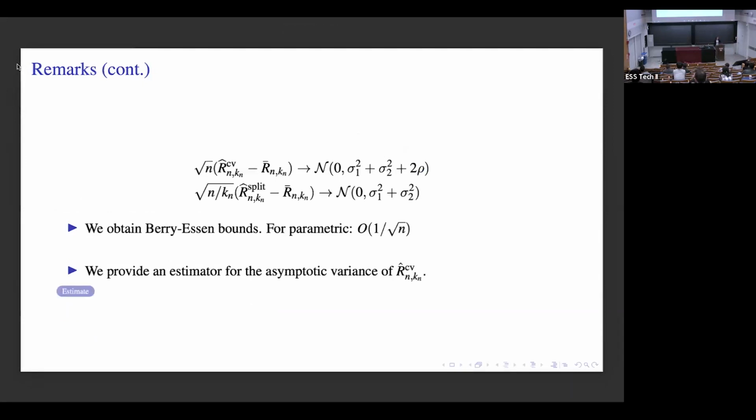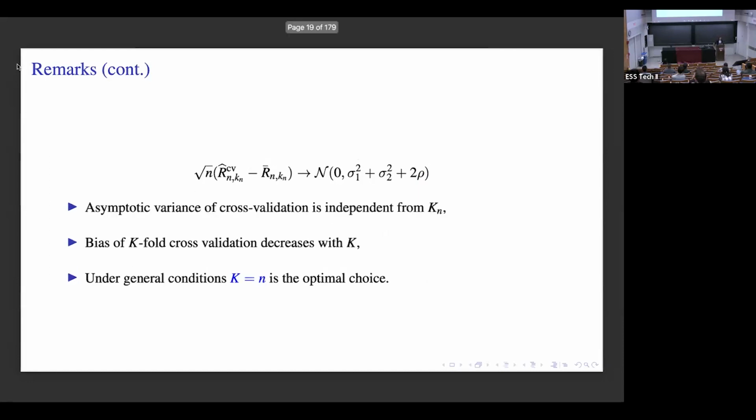Okay, so before I move to showing all of those different behaviors, let me just make a few remarks. The first one is that we also provide an estimator for the asymptotic variance of a k-fold cross-validated risk, which means that for the first time someone can actually draw confidence intervals. And we also obtain Berry-Esseen bounds, which allow you to know how good your asymptotic confidence intervals are in finite samples. Most surprisingly, note the following fact: the asymptotic variance of a k-fold cross-validated risk does not depend on your choice for the number of folds.